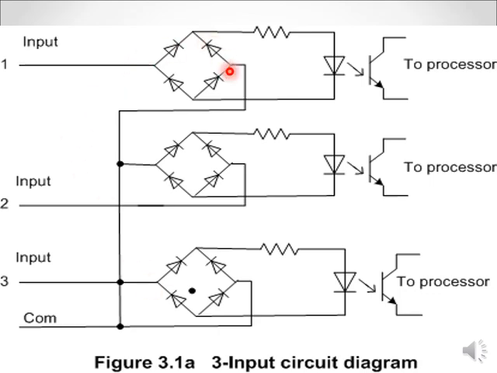And for the rectifier circuit, this is a 4 diode rectifier circuit, a full bridge rectifier, and then you have the isolator unit, the opto isolator unit. This is the rectifier and this is the isolator.